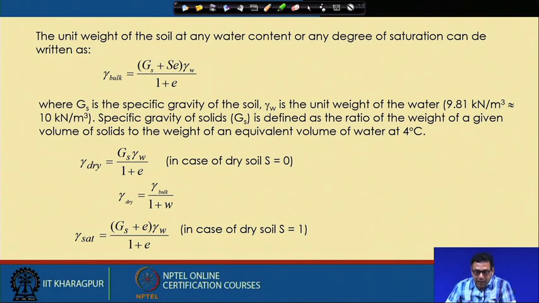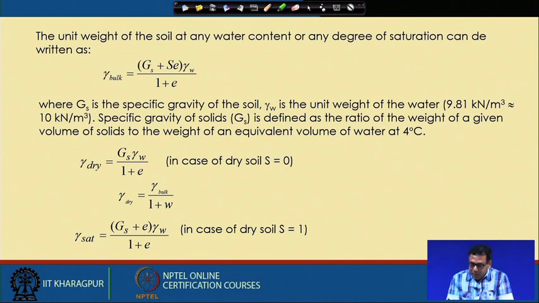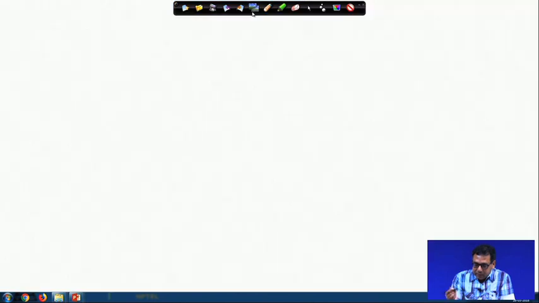So, first is the bulk unit weight, which is the unit weight of soil at any water content or any degree of saturation. The bulk unit weight expression is (G S plus A C) into gamma W divided by 1 plus E. How is this expression coming? We can derive this expression, so we have to derive how the gamma bulk is coming.